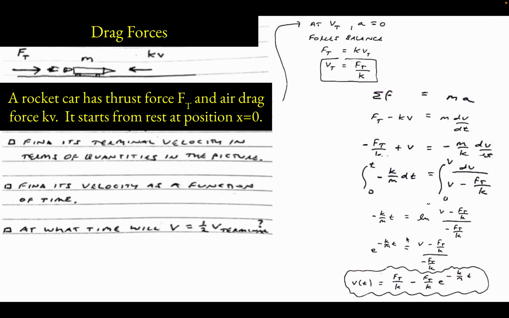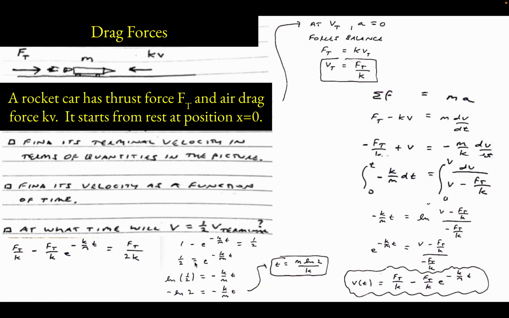When you do that and work through the rest of the math, you find that you get a velocity that approaches ft over k, which makes sense since the terminal velocity is ft over k. Then finally, we're asked at what time the velocity equals half of v terminal. All we have to do is set this expression equal to half of v terminal, or ft over 2k. Then it's just an algebra problem to solve for the time at which it's traveling at half of the terminal velocity.